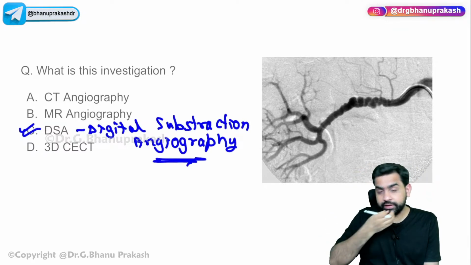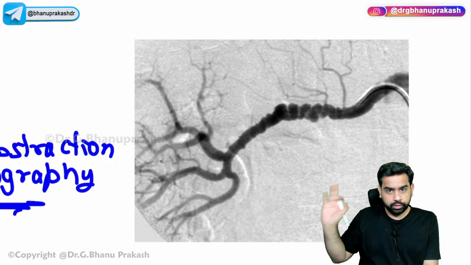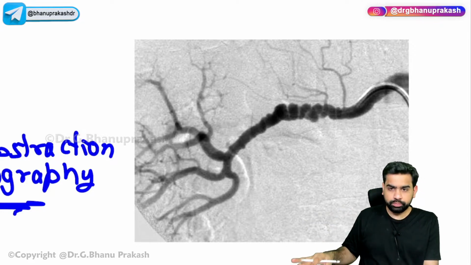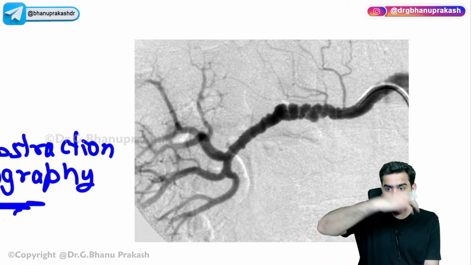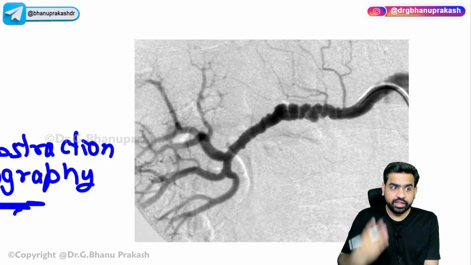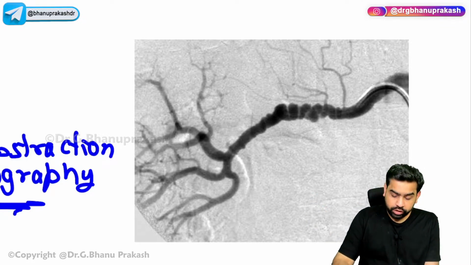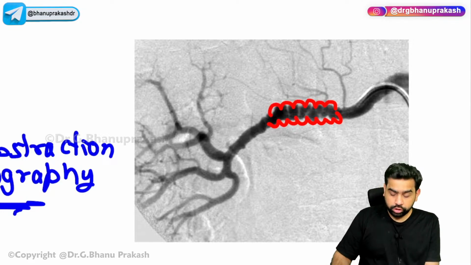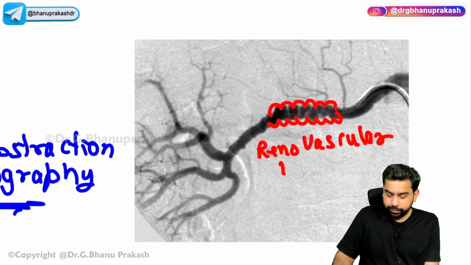So what are you basically seeing over here? Yes, you can see the blood vessel, that's fine. But are you able to appreciate anything around it? Is any soft tissue visible? No. It is as if the soft tissue has been subtracted out of this image, and this is what is referred to as digital subtraction angiography. And what is the diagnosis over here? The characteristic string of beads appearance. So what is the diagnosis over here? The diagnosis over here is renovascular hypertension.